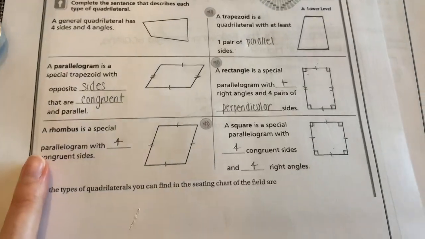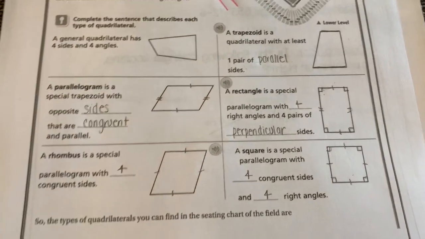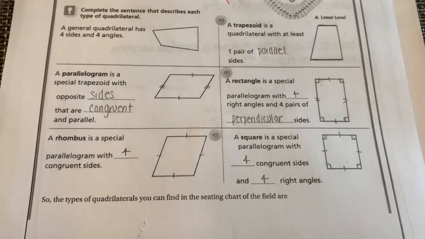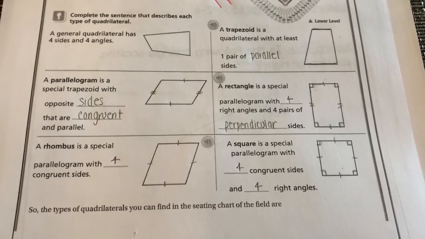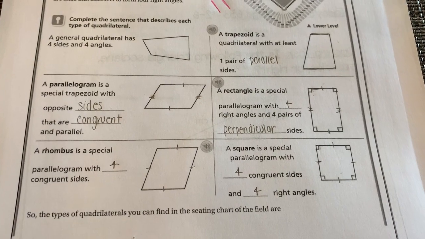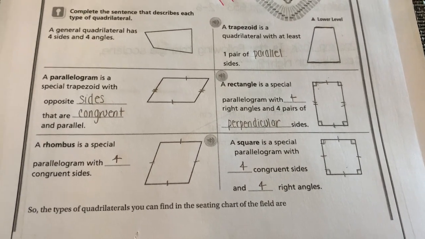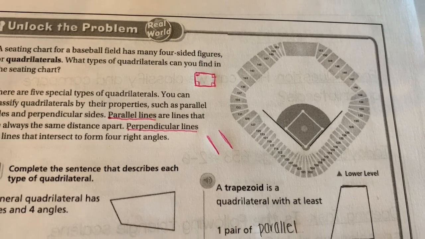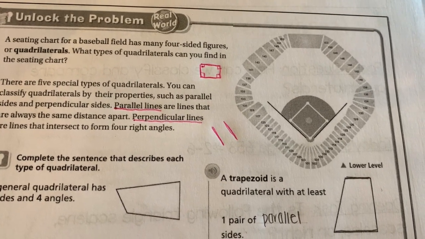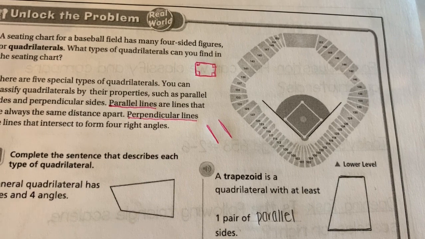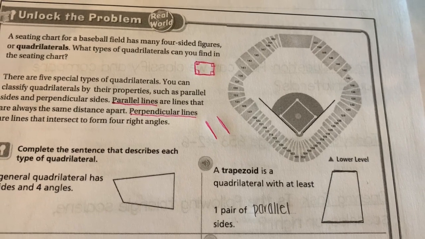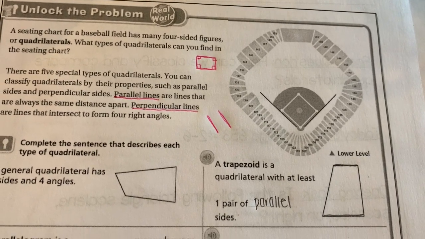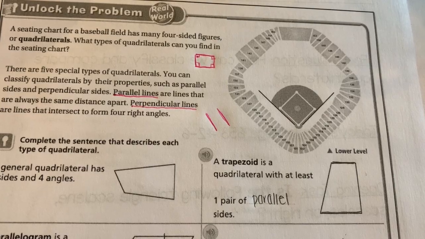So the quadrilateral classification can be a little trickier than what we've been doing so far, but don't get yourself overwhelmed. You can always refer back to this chart to help you out. Going back to the unlock the problem, you can see some types of quadrilaterals: there's trapezoids, parallelograms, rectangles, rhombuses, and squares.